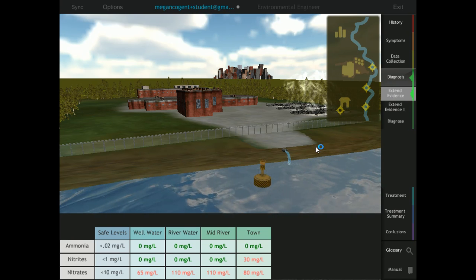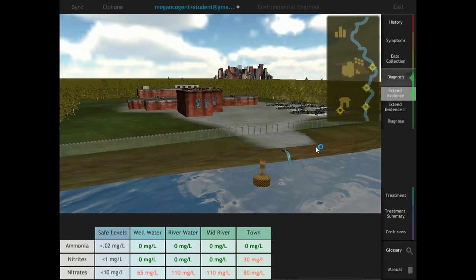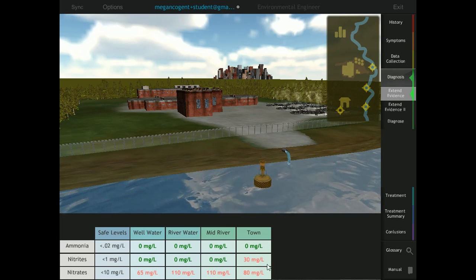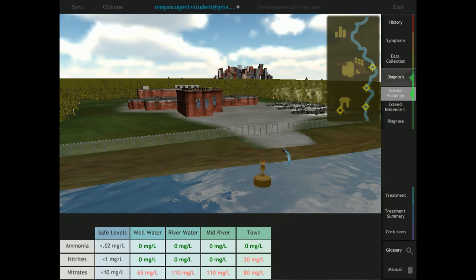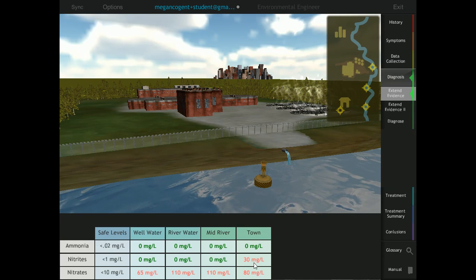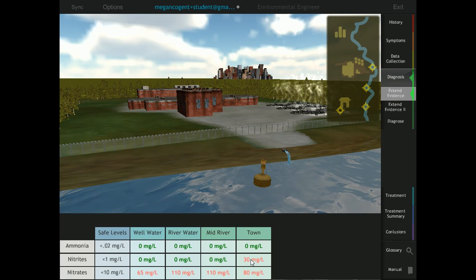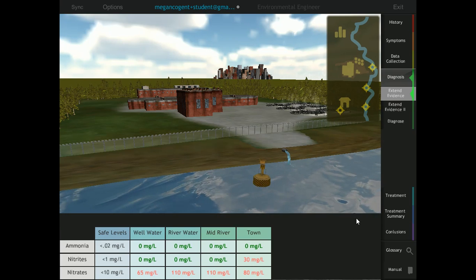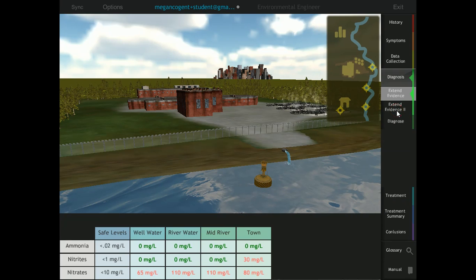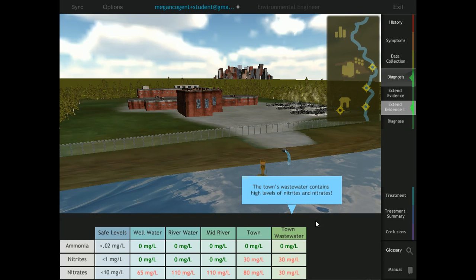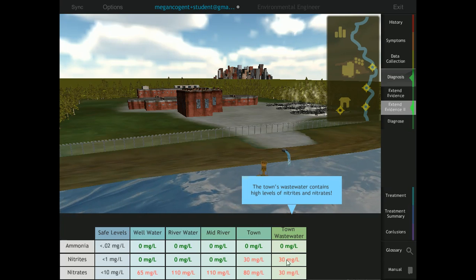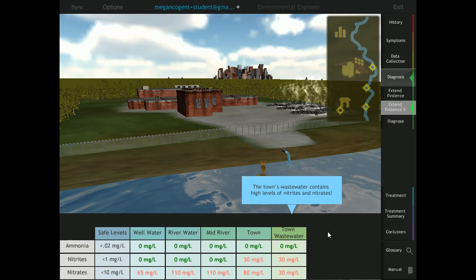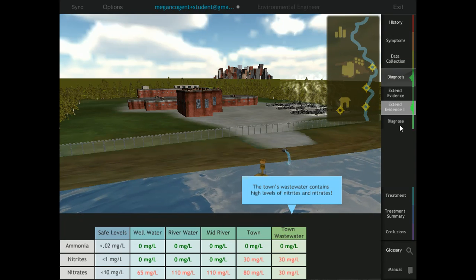So here you can see we've come upriver, we've come to a town. We're taking more water samples as we get uptown, and you'll notice that this data at the bottom is changing. You'll notice, now that we've gotten near town, we actually have high nitrite levels as well as high nitrate levels. So we're catching on to something. Our investigation is leading us somewhere here. Now we have the town wastewater. Notice that nitrate levels have decreased, but nitrite levels have stayed the same. So this is all a part of that data analysis and those critical thinking skills that the students are going to be using.